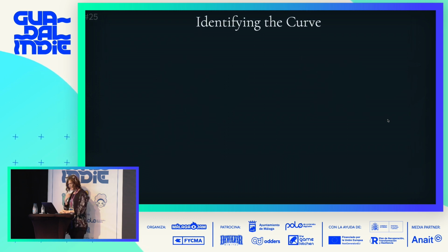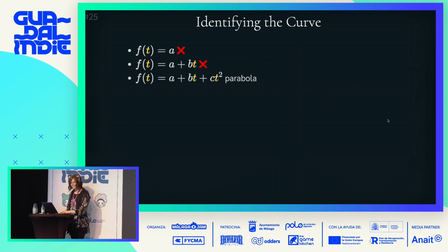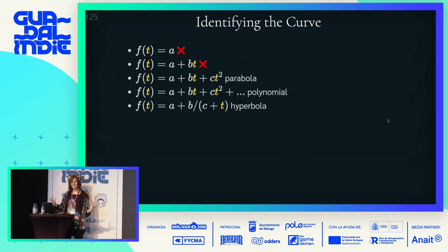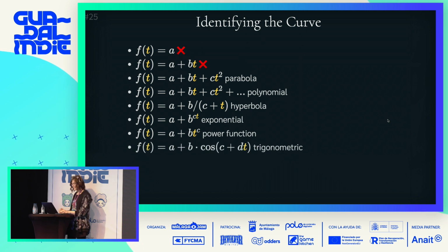OK, so how do we identify this? Well, we know that it's not a constant function. It's not a flat line. We know that it's not a linear function. But maybe it's a parabola. Maybe it's a polynomial. Maybe it's a hyperbola, where we divide by the time value. Maybe it's an exponential function. Maybe it's a power function. Maybe it's some trigonometric function, like some inverse hyperbolic cosecant. Who knows? There's so many things, right? So let's see if we can identify this.